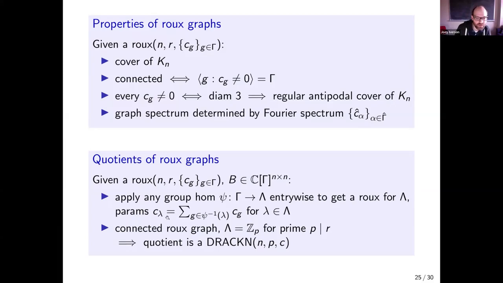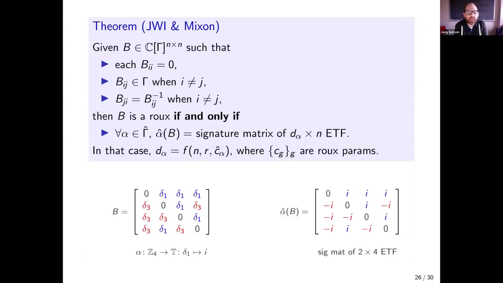The parameters you can compute just by pulling back how big the pre-image was. If you start with a connected ρ graph and apply this quotienting move onto a cyclic group of order p, for any prime p that divides the order, you will get a DRACKN. So this is a way that you can get DRACKNs from ρ. It's not particularly important, but I think some of you might care. And I care about them because they make lines.